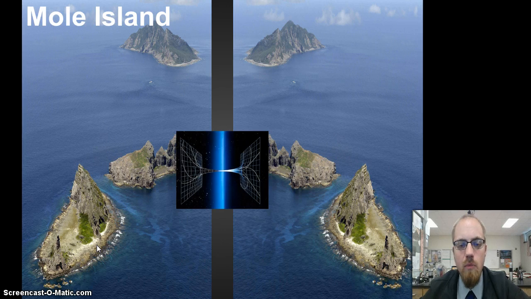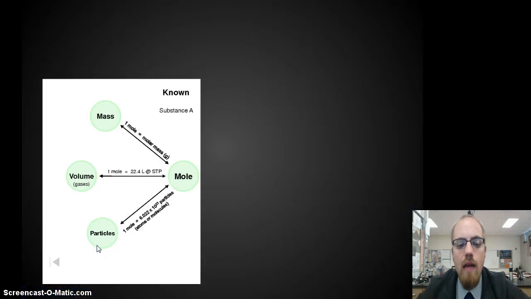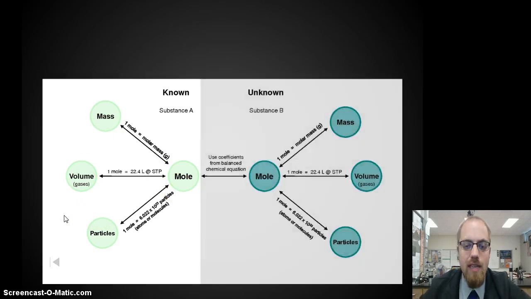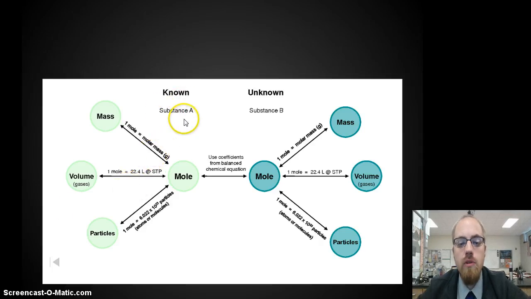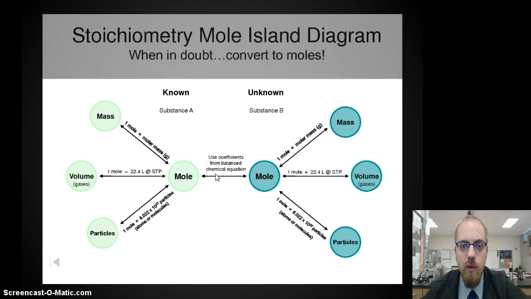And so when we use the Mole Island diagram, we've been describing a trade network between Mole Island and mass, volume, and particles. But now we're about to add more to it, in that we can change the known amount of one substance in a reaction and use it to predict how much we need, or predict how much product we will get of another substance. And in order to do that, we need these coefficients from the balanced chemical equation.